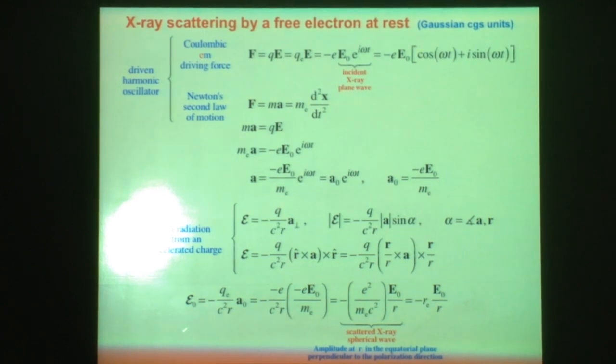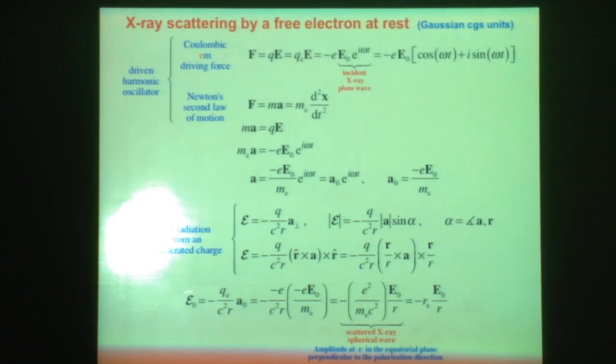So what we get then is the amplitude for the scattered X-rays. So what we do in these discussions and also in the notes, we use a Roman E to represent the incident wave, the electric field of the incident wave, and the script E to represent the electric field component of the scattered wave.